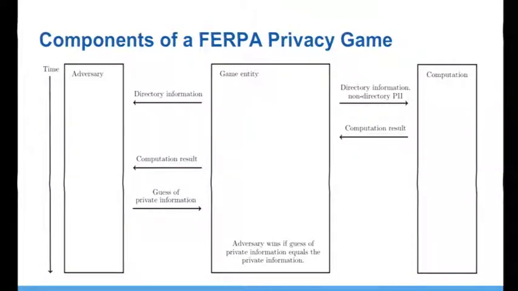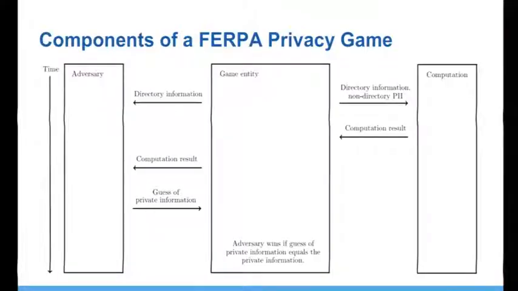This approach enabled us to define a FERPA privacy game, a simplified version of which is shown here. In this simplified game, an adversary sees directory information and the result of the computation, which is passed through the mechanics of the game, and it makes a guess of the student's private information. The adversary wins the game if the guess of private information equals the actual private information. Using this game formulation, we go on to prove that differential privacy satisfies the privacy definition we've extracted from FERPA, and therefore is sufficient to satisfy a very large class of potential interpretations of FERPA.